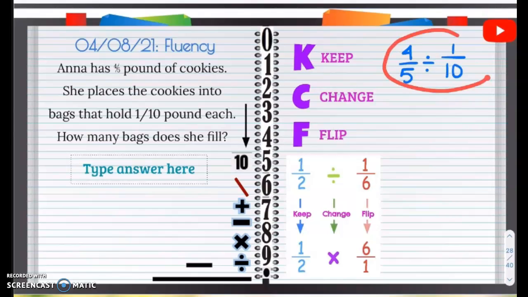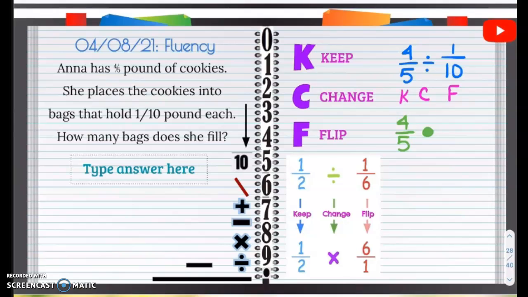When we divide these fractions, we're going to do our Kentucky Fried Chicken with a twist. Kentucky Chicken Fried. Keep, change, flip. We're going to keep that first fraction, change the sign and flip the second fraction. All right, so the first one, we keep it as 4/5. We change that symbol. Instead of division, we're going to multiply.